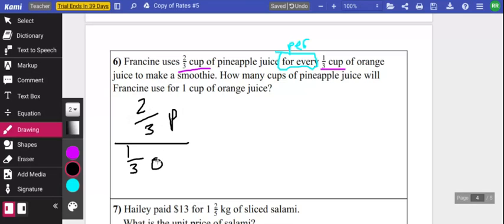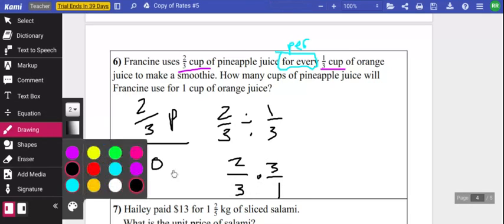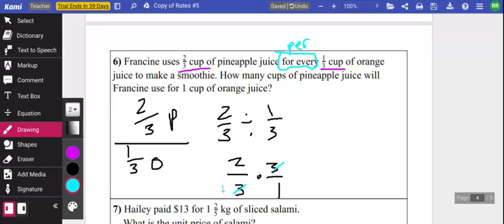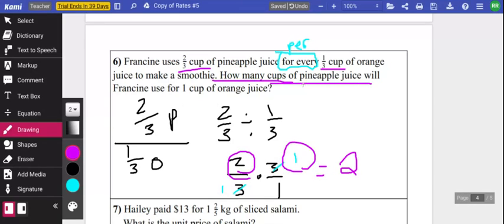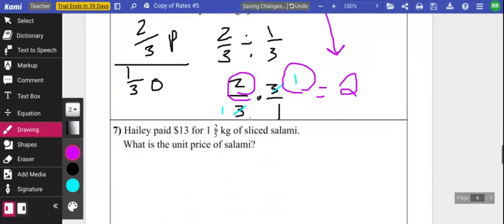So take top divided by bottom, 2/3 divided by 1/3. I'm dividing by a fraction. So I keep, I flip, and then I change. I look and see, can I cross simplify? These 3's can cross simplify to 1. And so what you have here is 2 times 1, that is 2. 2 what? 2 cups of pineapple juice. How many cups of pineapple juice? 2 cups of pineapple juice for every 1 cup of orange juice.